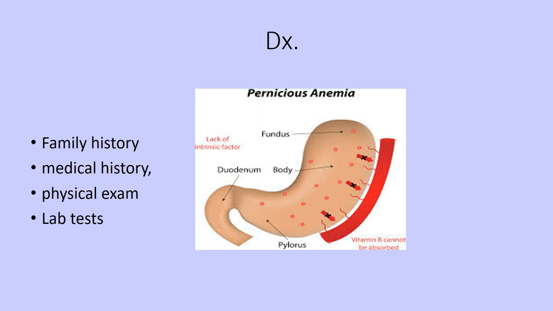For diagnosis, you're going to do family history because this can often be more genetic. You're going to do a medical history. You're also going to do a physical exam, and you're going to run some lab work. Here's a picture of pernicious anemia. So again, the vitamin B12 cannot be absorbed because of the lack of intrinsic factor, which is the protein found in the stomach.